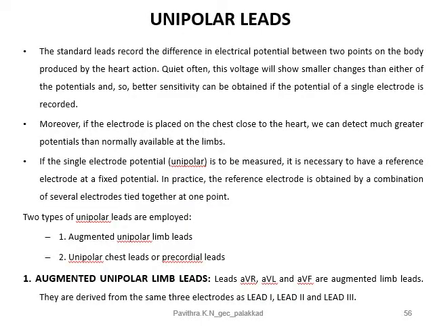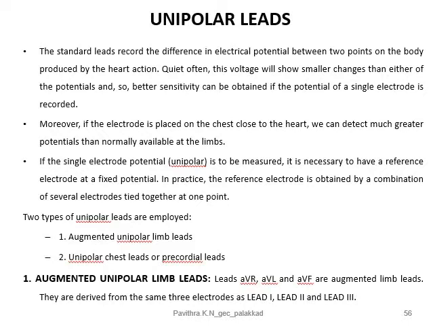So in standard bipolar leads, we are recording the potential difference between the two electrodes, and one electrode is taken as a reference electrode. If we need to measure the potential of a single electrode, or a unipolar electrode potential is to be measured, then it is necessary to have a reference electrode at a fixed potential.